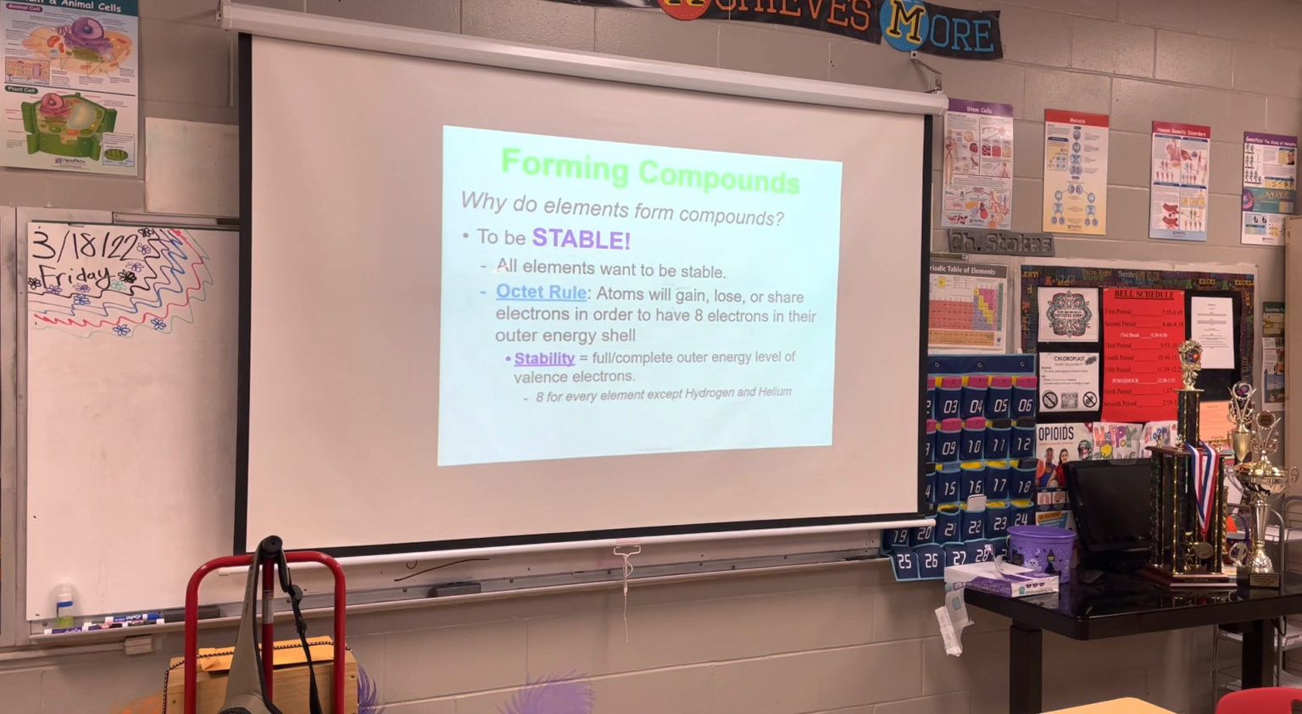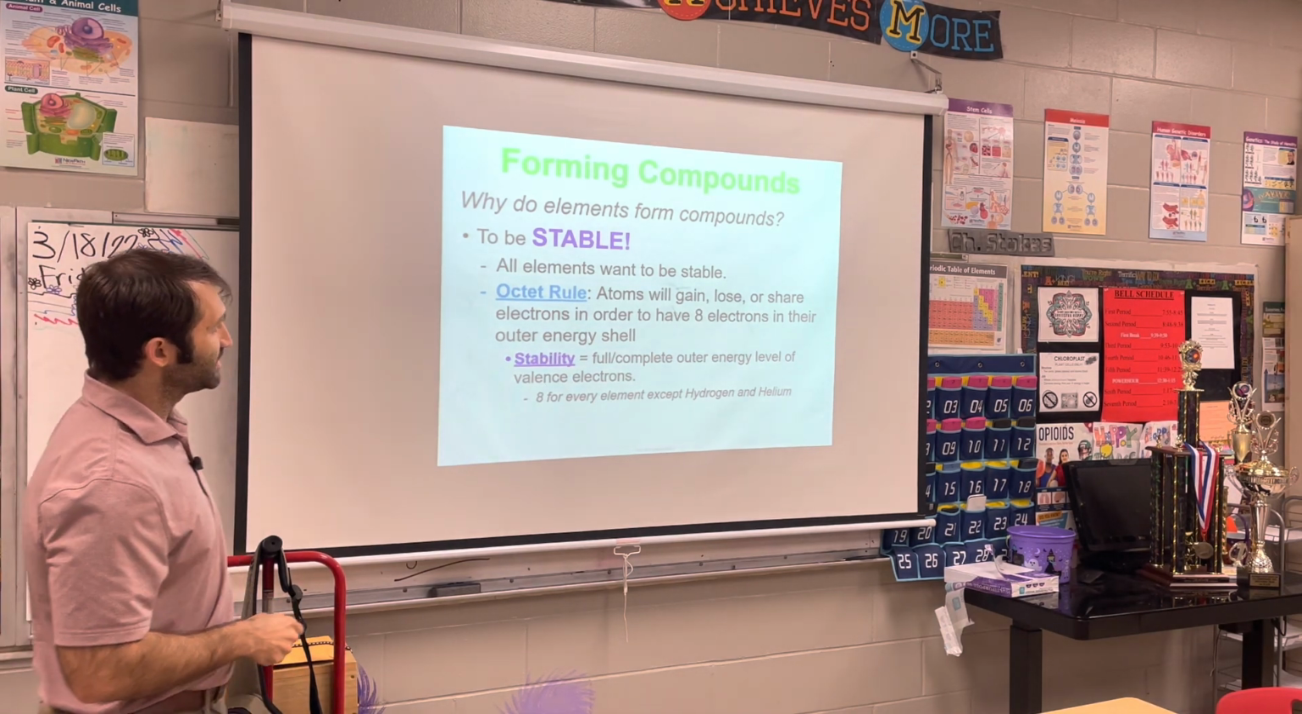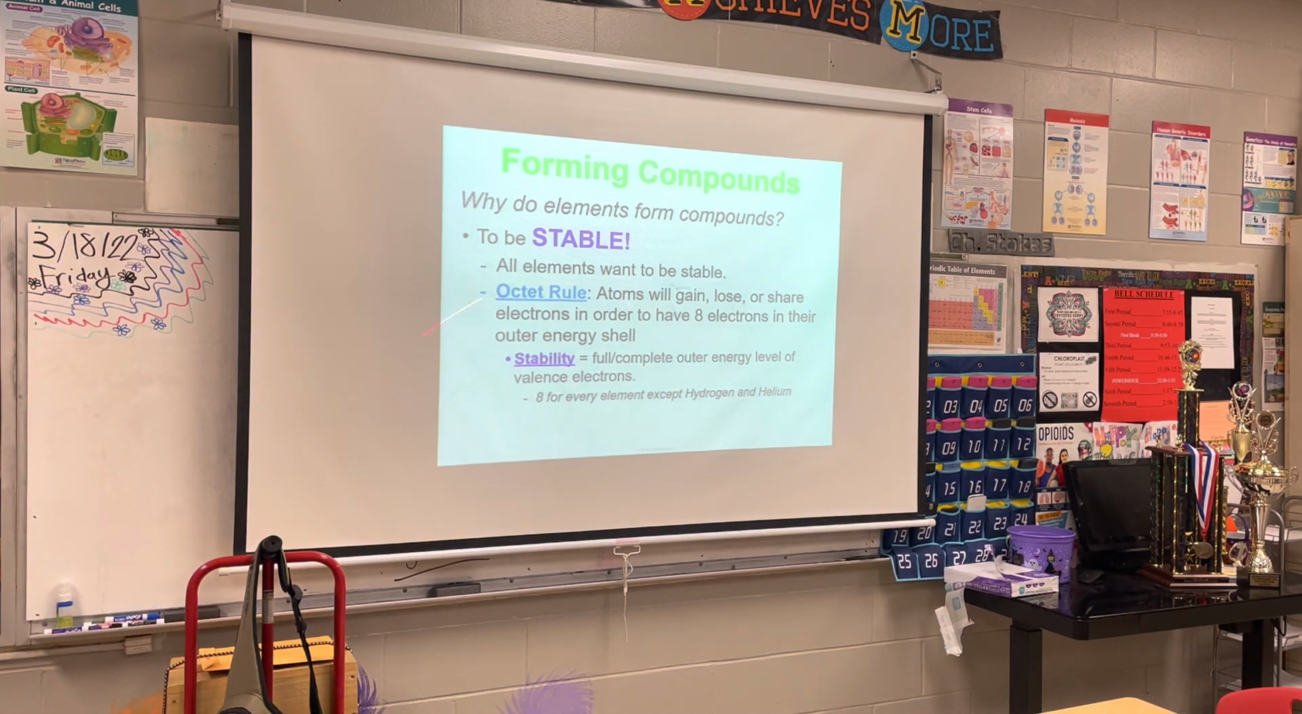So what do you think of when you hear the word octet? How many? 8. Yes, 8. So the octet rule probably has something to do with the number 8. And it does, right? How many electrons can fit in the second energy level? 8. How many electrons can fit in the third energy level? 8. That's the octet rule, guys. The octet rule is saying that most atoms, it should say most, but it's not all, will gain, lose, or share electrons in order to have 8 electrons in their outer energy shell.